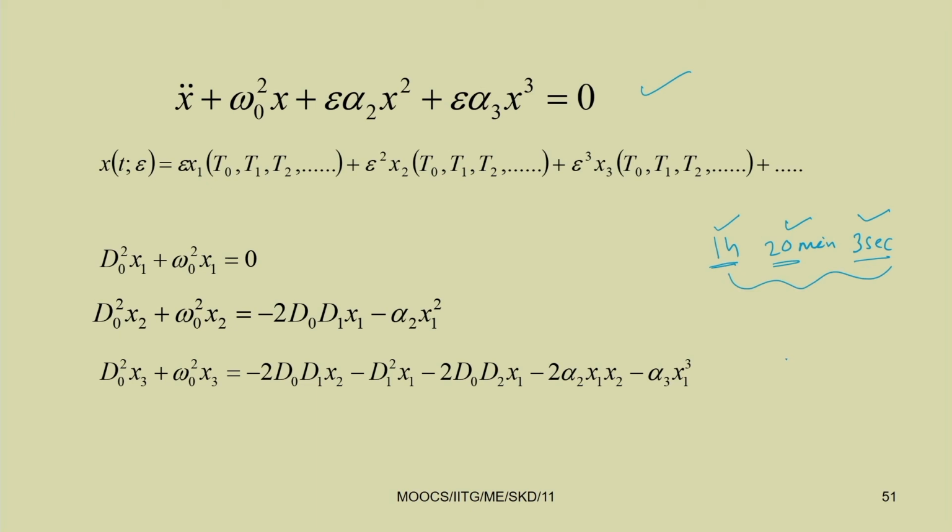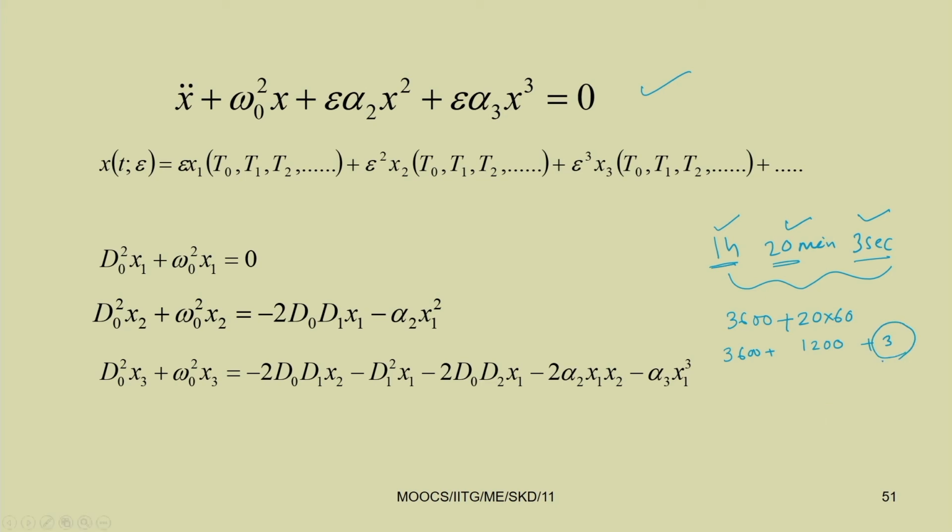For example, 1 hour is equal to 60 into 60, that is 3600 seconds, plus 20 minutes is 20 into 60, which becomes 1200 seconds, plus 3 seconds. So this becomes 3600 seconds plus 1200 seconds plus 3 seconds. When you are comparing, there is always a tendency to neglect this 3 second term.